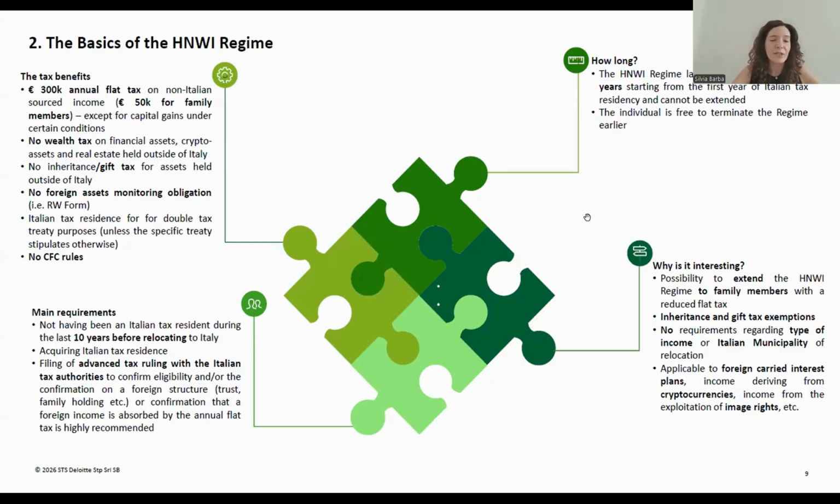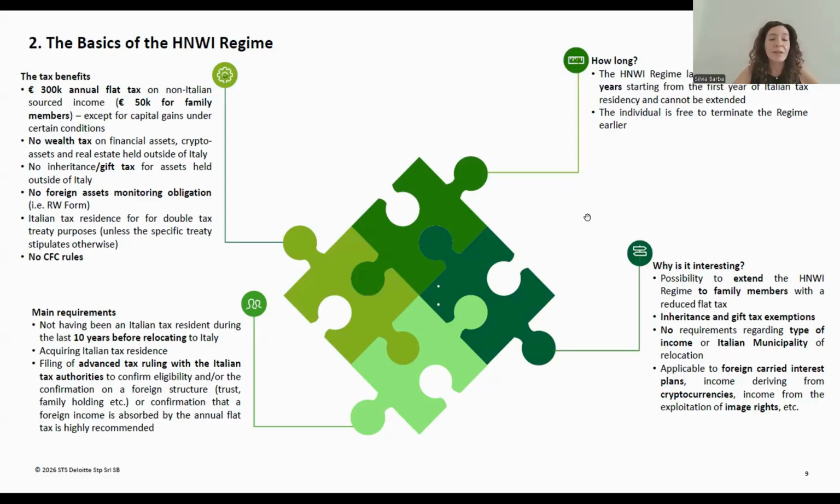The regime further allows the applicants to enjoy some exemptions in terms of wealth taxes, which are not applied, and those are wealth taxes on financial assets held outside of Italy, real estate properties located outside of Italy, and even crypto assets. There is also an exemption from Italian inheritance and gift tax for assets held outside of Italy. So this is kind of interesting also to benefit intergenerational transfer of wealth.